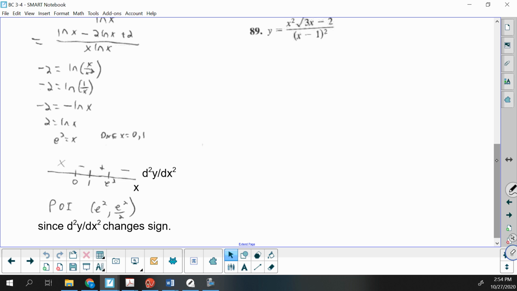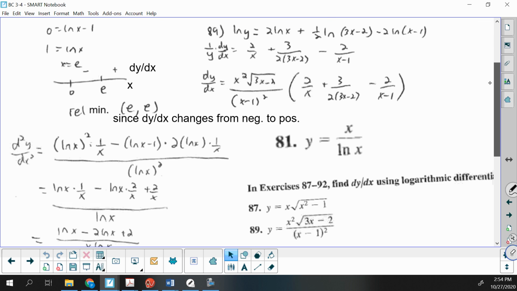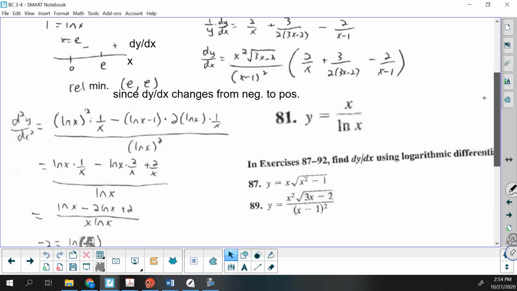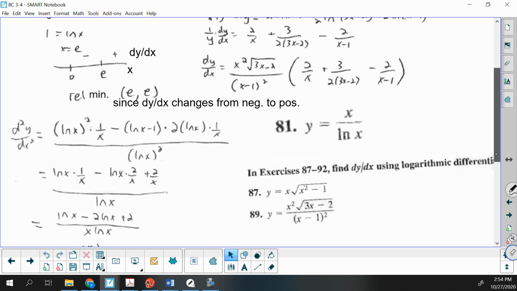And even though 1 is switching signs, the second derivative didn't exist at 1. And if you go back to the original function, where was it? The original function also did not exist at 1 because natural log of 1 in the denominator would give you 0 as well.